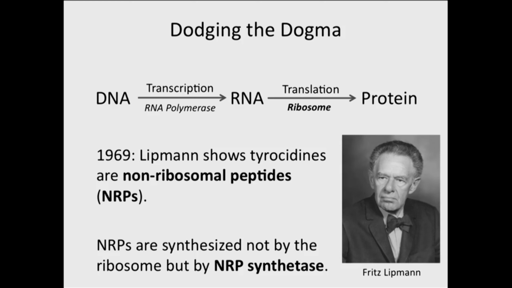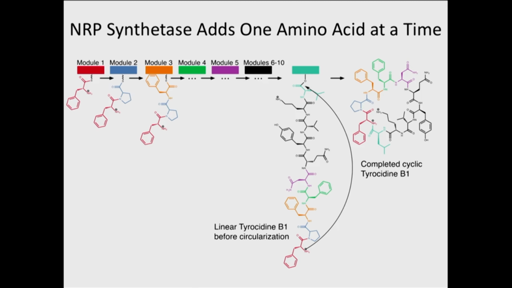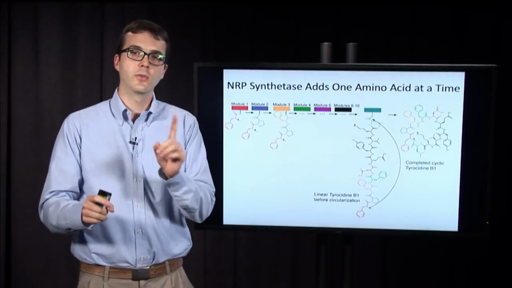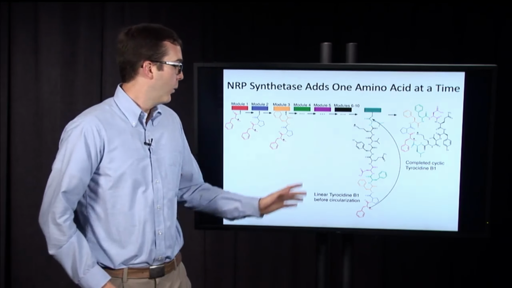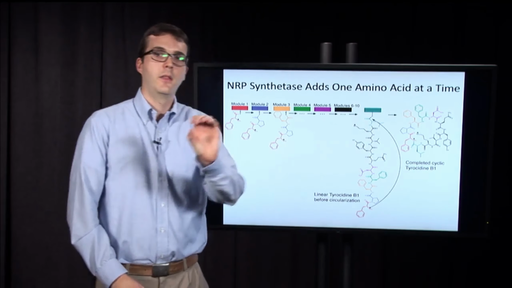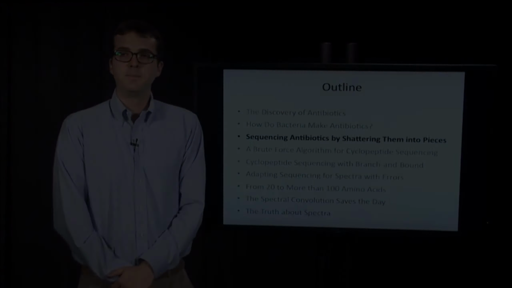So they're synthesized not by the ribosome, but by a completely different process that relies on a giant protein called NRP synthetase. Now, this giant protein is made up of a number of different modules. It's made up of 10 different modules, actually. And each module is responsible for adding a single amino acid to this small peptide of length 10. So it's a huge protein made up of a number of different pieces, and each piece is responsible for just one amino acid. Once the amino acids are added, then the peptide is circularized.